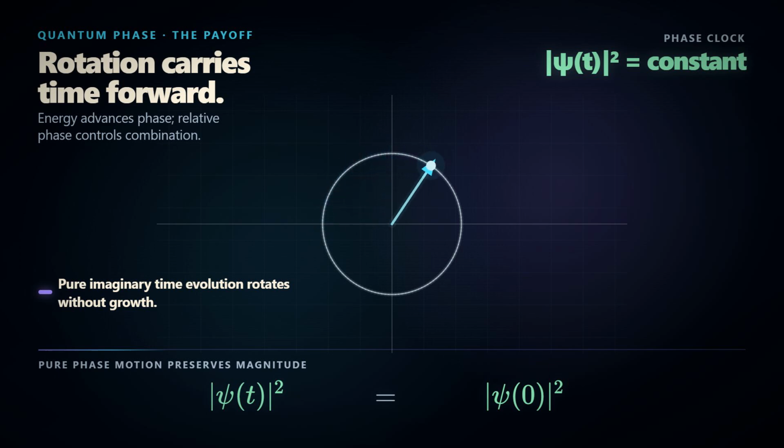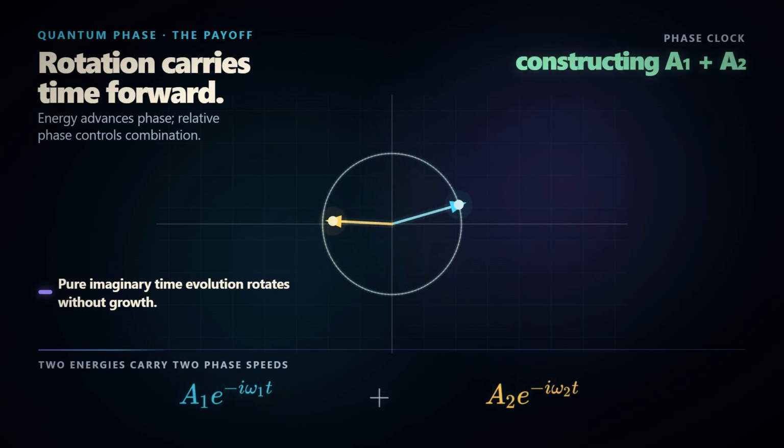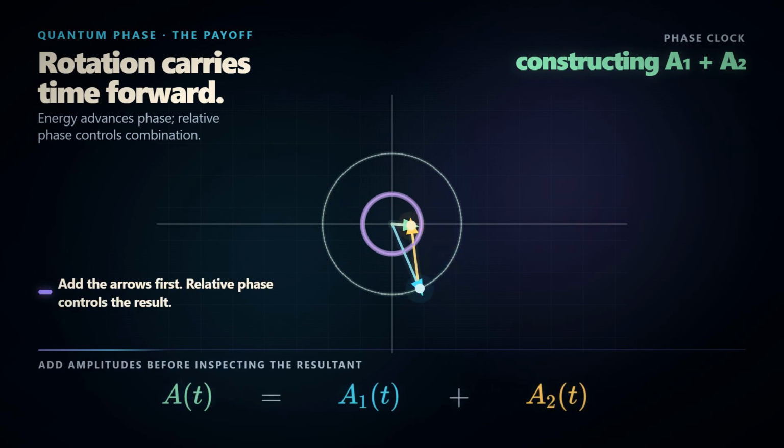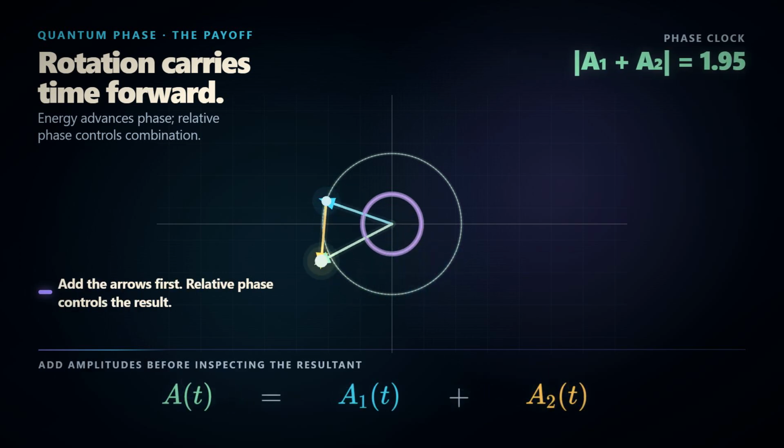A single overall phase rotation does not change observable probabilities by itself. The payoff appears with two energy components. Give them energies E1 and E2. Their angular speeds are E1 over h bar and E2 over h bar, so the angle between them changes at the difference. Add the arrows first. At some times they reinforce. Later, they partly cancel. Changing relative phase can produce changing interference, even though each component keeps its magnitude.